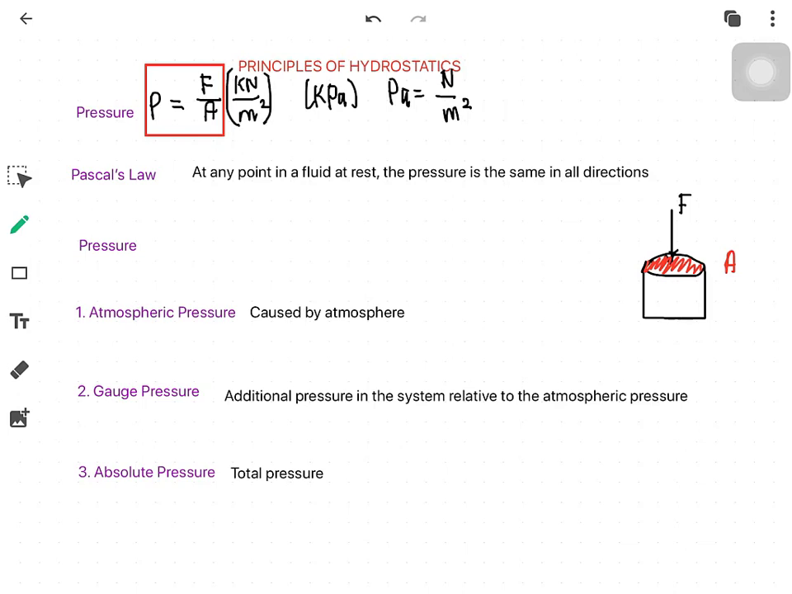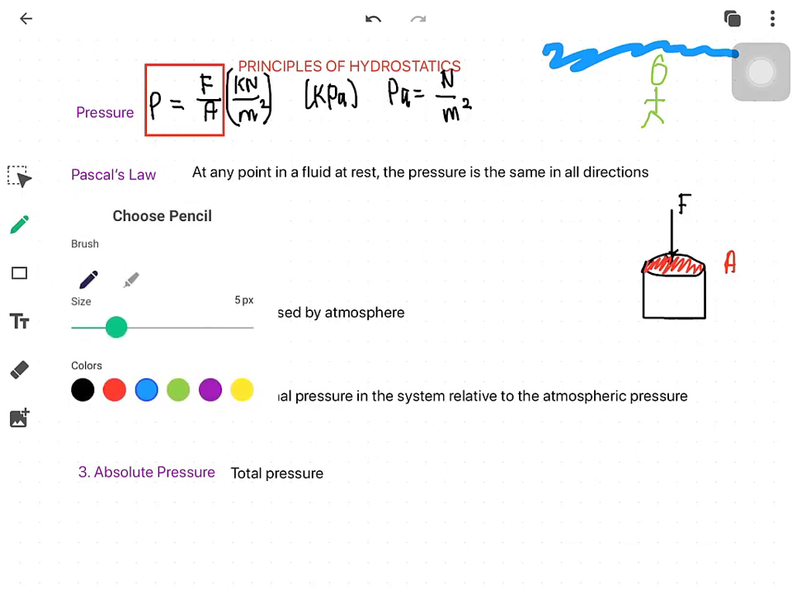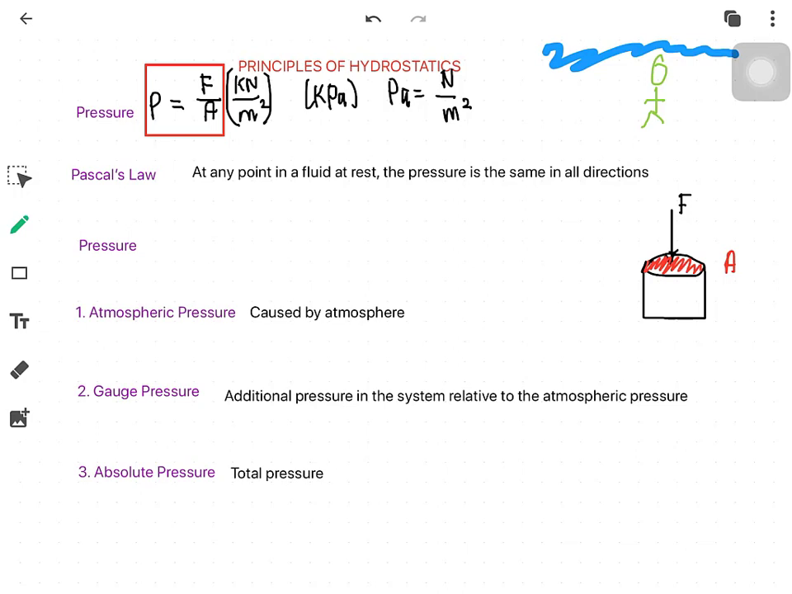According to Pascal, or the famous Pascal's law, at any point in a fluid at rest, the pressure is the same in all directions. So, imagine this is you, and you are submerged in water at rest. Can you feel the pressure exerted by the water on you is equal in all directions? Can you feel that pressure when you are under the water? So that explains Pascal's law.